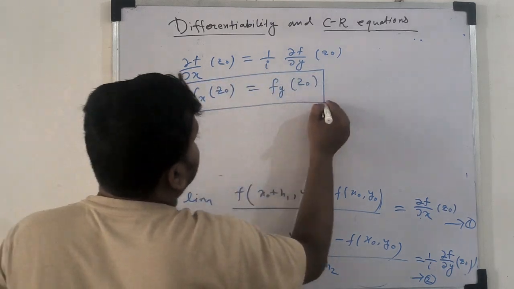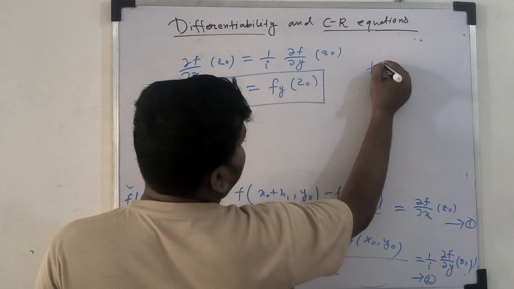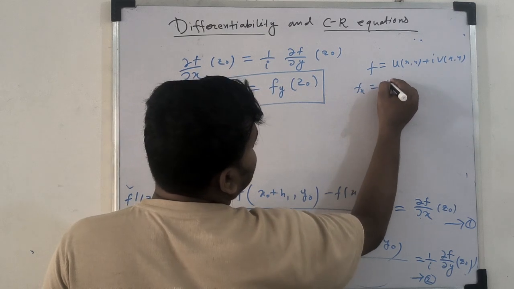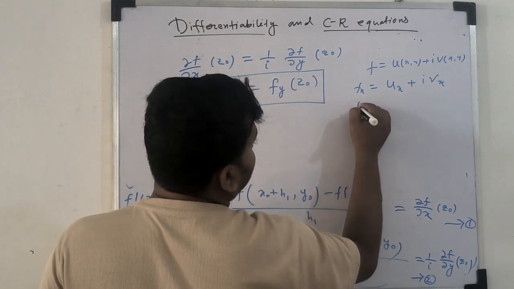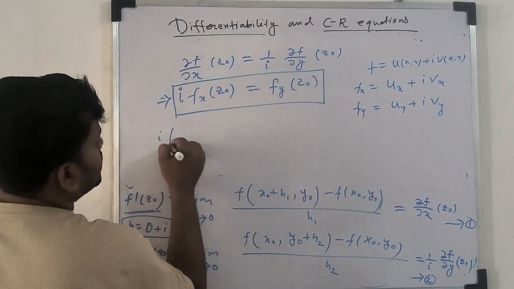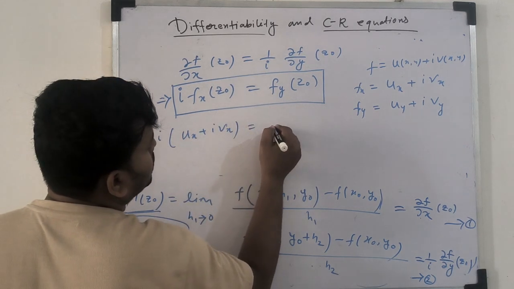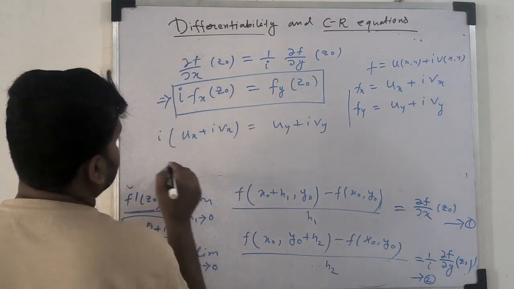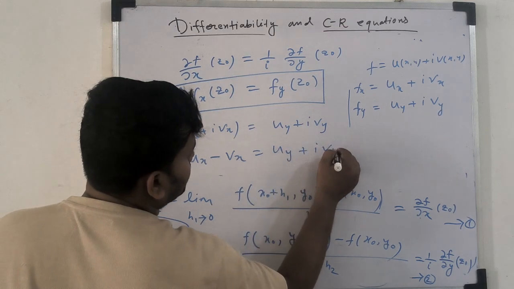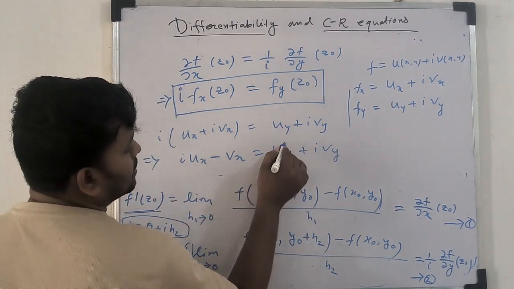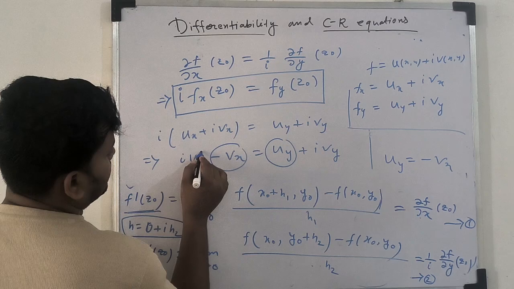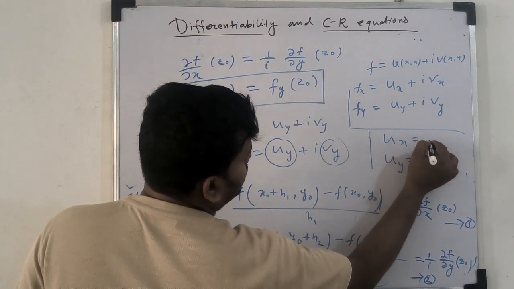So this is the Cauchy-Riemann equation. From this you can write, as f is u(x,y) plus i v(x,y), a function of x, y, u, v, so f_x equals u_x plus i v_x and f_y equals u_y plus i v_y. Now if we put this value, i into u_x plus i v_x equals u_y plus i v_y, and if you multiply the i, u_x gives minus v_x equals u_y plus i v_y. Just compare real parts and imaginary parts. The real part gives u_y equal to minus v_x, and the imaginary part gives u_x equal to v_y. So u_x equals v_y.